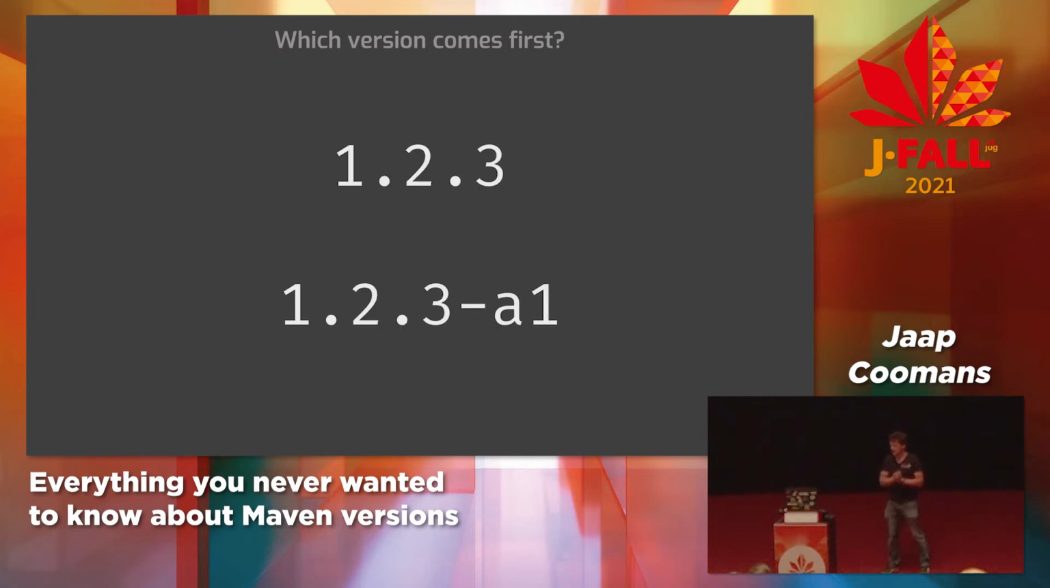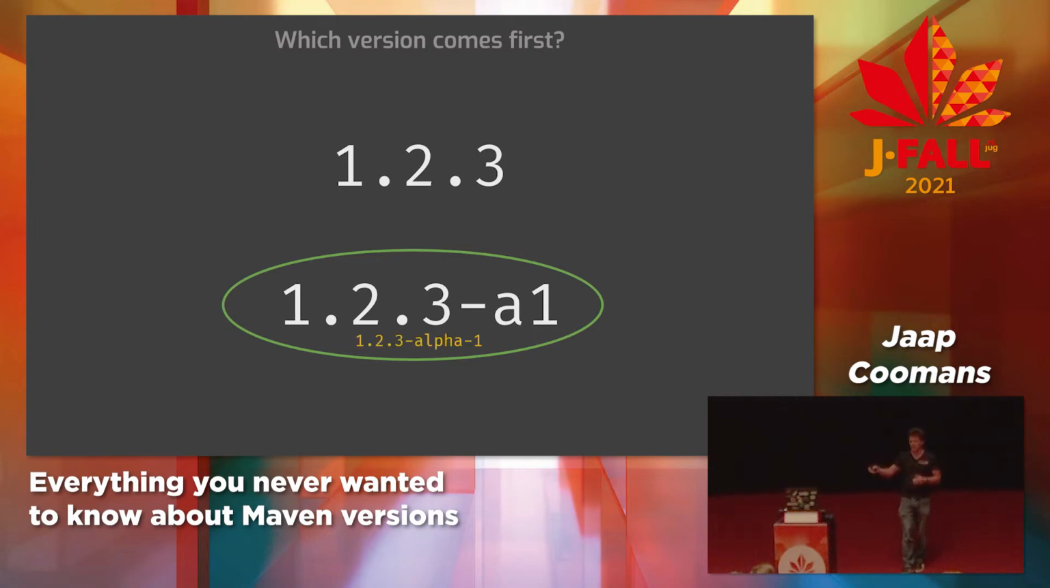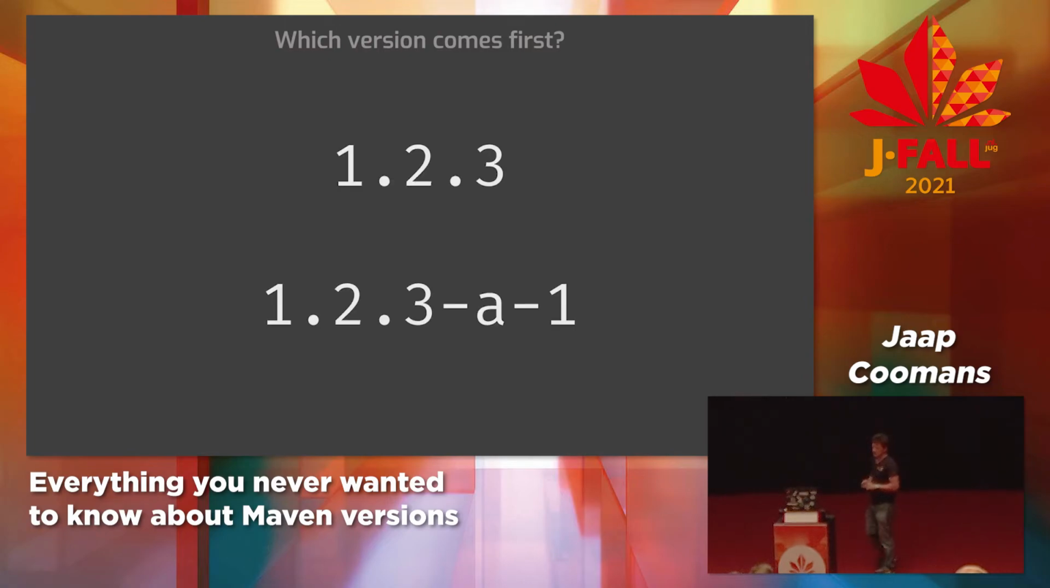So another example. Let's see, 1.2.3 versus 1.2.3-A1. Which comes first? A1, indeed, because A1 is an A followed by a number, which is alpha, which ranks higher because it's a well-known qualifier. Then the other example, 1.2.3 versus 1.2.3-A-1. See, one character difference. A character that we might think is not important, but it is. Because in this case, it's not a well-known qualifier. It's just a string qualifier. And that comes after the well-known qualifier empty string. So this is a post-release version.